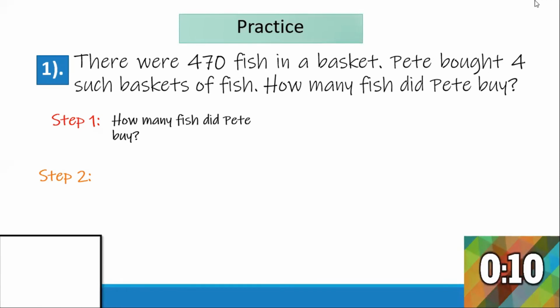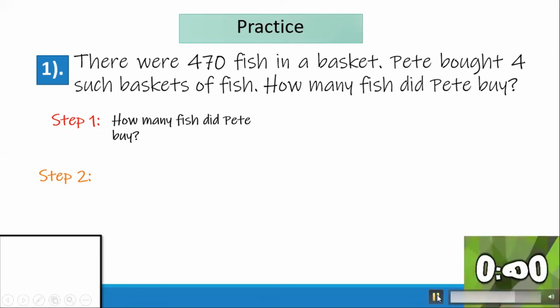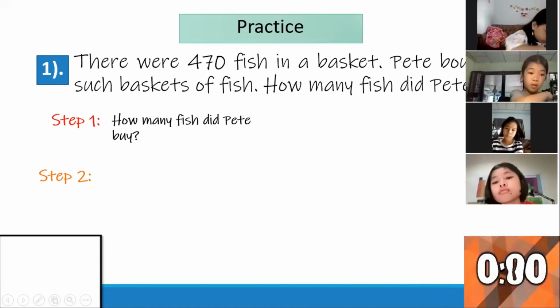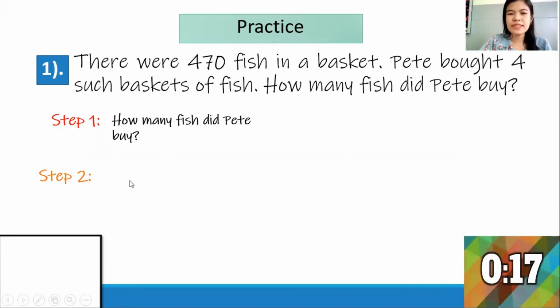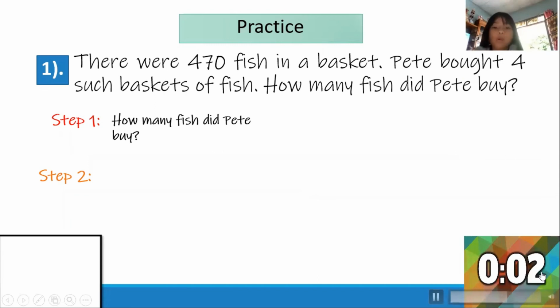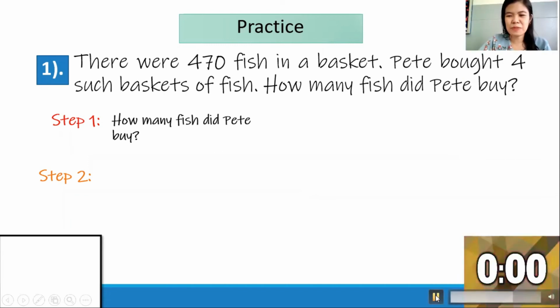Okay. So what is step 2? Step 2 is... 6, 5, 4, 3, 2, 1. Okay, time's up. So who can give me the answer for step 2? Step 2, again, gather information. You have to look for the numbers and look for the keyword. 3, 2, 1. Time's up for the second time. Okay, finish.